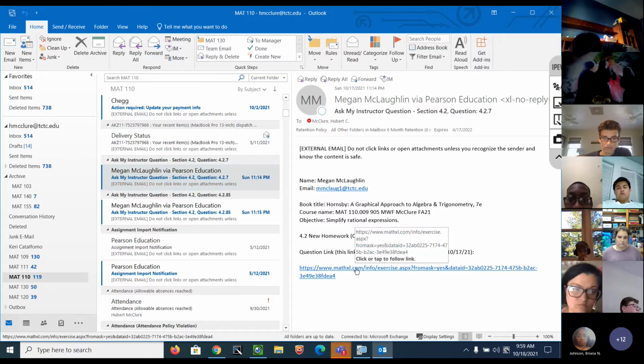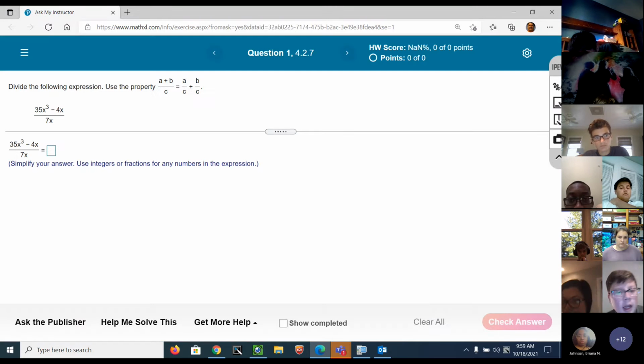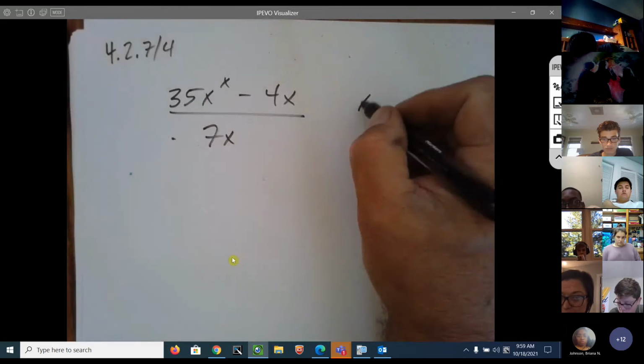Simplify rational expressions. Okay, that's where you have to remember your exponential rules. Okay, so we've got 35x to the third minus 4x over 7x. On this one, you just have to factor out x. So I'm going to factor out x.